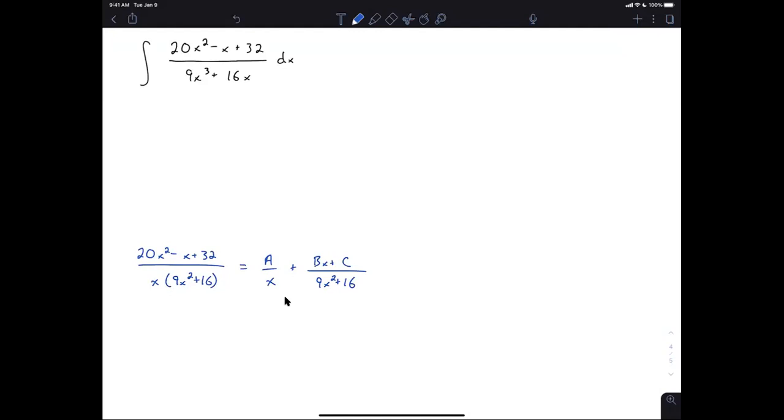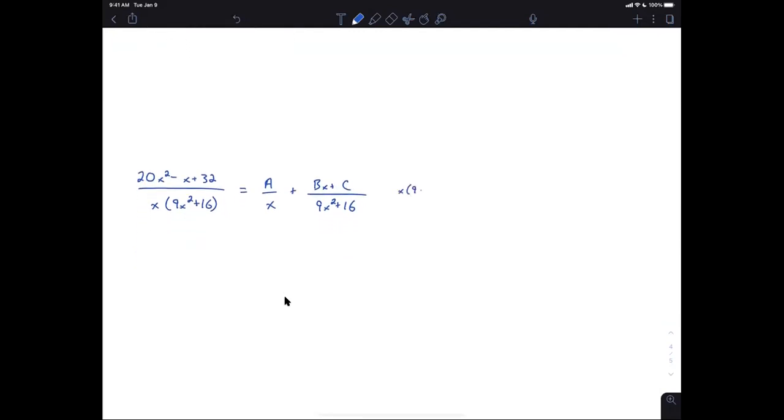Okay, so now we're going to multiply by the common denominator. So common denominator is x times 9x squared plus 16 over 1. And on the left-hand side, that cancels the entire denominator. On the first fraction on the right, the x cancels, but the 9x squared plus 16 does not. And on the second one, the 9x squared plus 16 cancels, but the x does not. So now we're going to distribute the a and distribute the x. So we get 9ax squared plus 16a plus bx squared plus cx. And we're going to carry down this left-hand side.